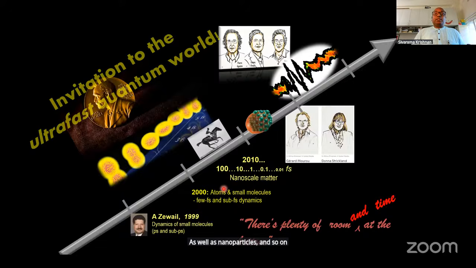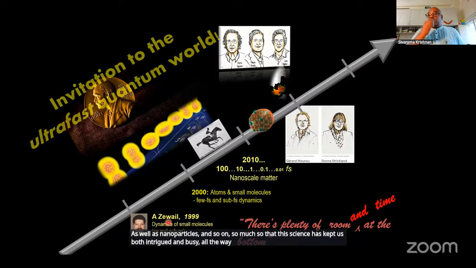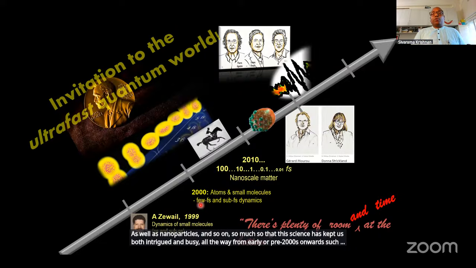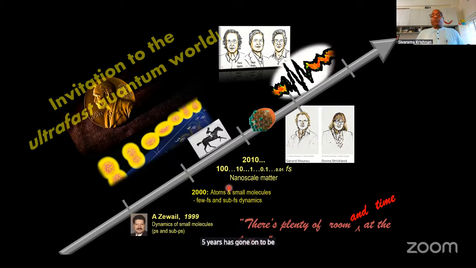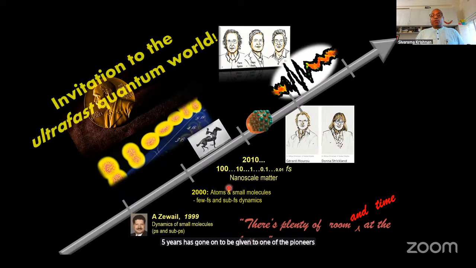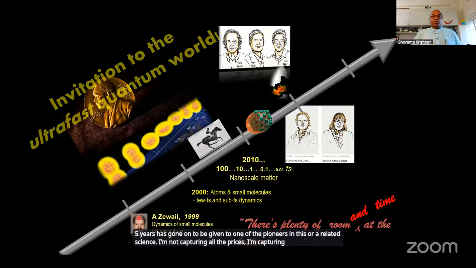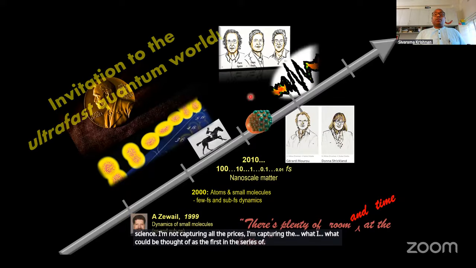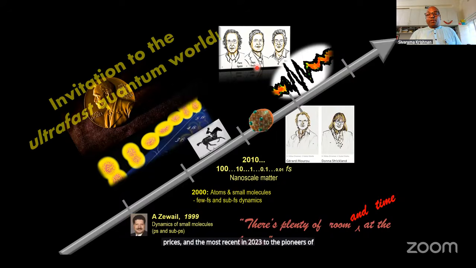So much so that this science has kept us both intrigued and busy all the way from early or pre-2000s onwards, such that a Nobel Prize almost every 5 years has gone on to be given to one of the pioneers in this or a related science. I'm not capturing all the prizes. I'm capturing what could be thought of as the first in the series of prizes, and the most recent in 2023 to the pioneers of sub-femtosecond or attosecond physics.